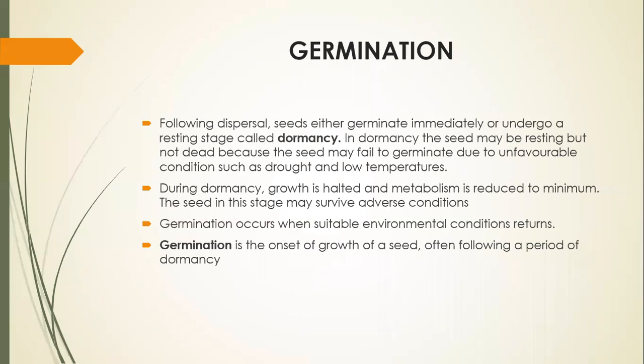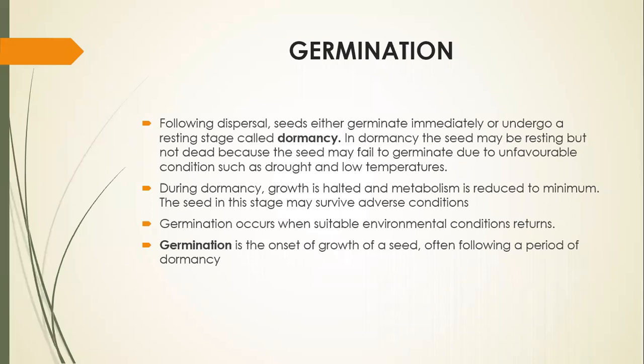Then two, metabolic activities of the seed is reduced to the minimum value. Now this seed in this stage may survive adverse conditions. They can survive for a very long time. They can be in a dormant state for a very long time. Now, the moment these environmental conditions or these favorable conditions return or are met, then germination takes place or starts.